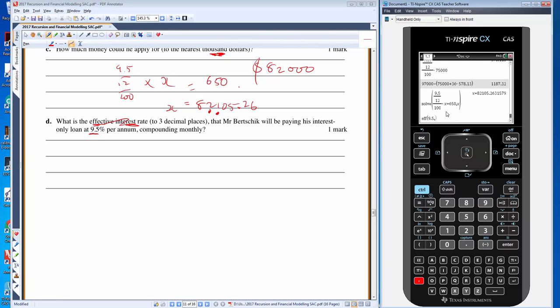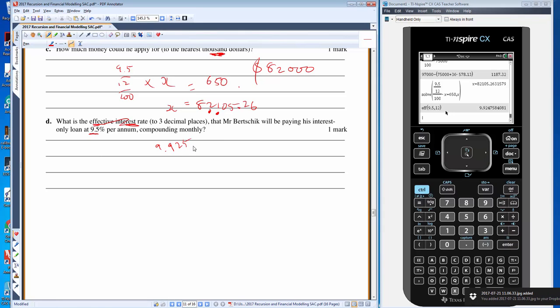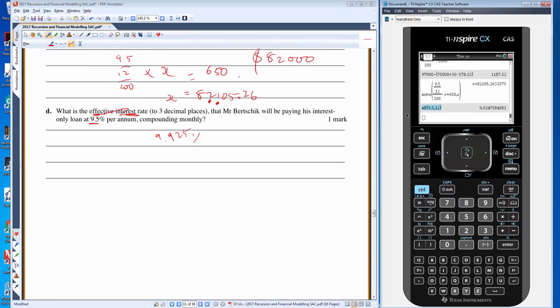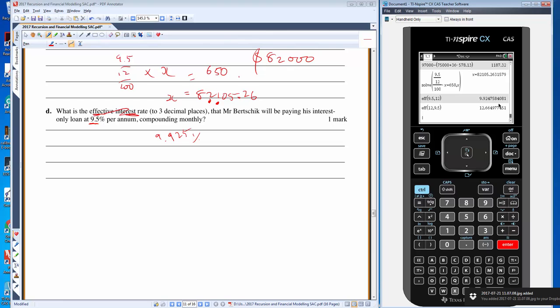So we go 9.5 and 12. It tells us that it is, to 3 decimal places, 9.925%. Now if you forget which way it goes around, don't bother looking up your notes, just try it out. If you put it around the other way, 12 and 9.5, you get an answer of 12.66. And no way is an interest rate of 9.5 ever going to be effectively 12.66. You could compound a million times a second, and I doubt that that's going to be the effective interest rate. Well, not I doubt, it won't. So that'll just tell you which way to put it around. Just think that the effective interest rate is going to be a smidge more than that.